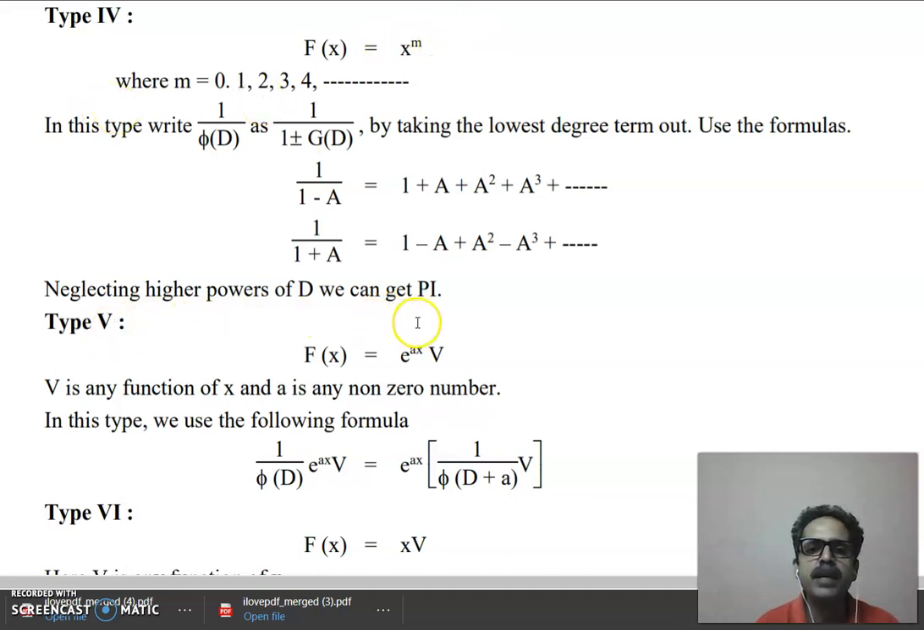The fifth type is the function f(x) as the product e raised to ax into v, where v is any function of x and a is any non-zero number. And the last type, type 6, is f(x) equal to x into v, where v is any function of x.